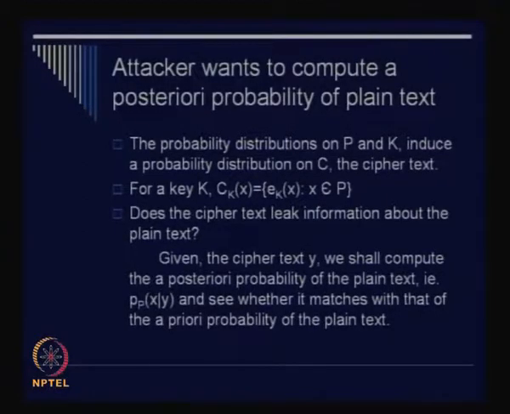This plain text you obtain also has a distribution, and that is called the a posteriori probability. Now if your a posteriori probability matches your a priori probability, then probably your guess of the key was correct. But if your guess is wrong, then when you go back, the plain text that you obtain does not make any sense.